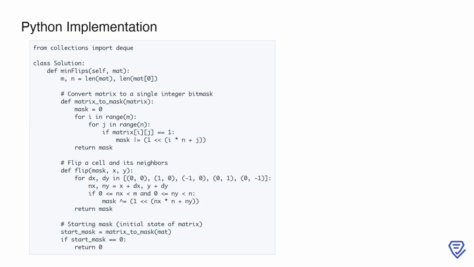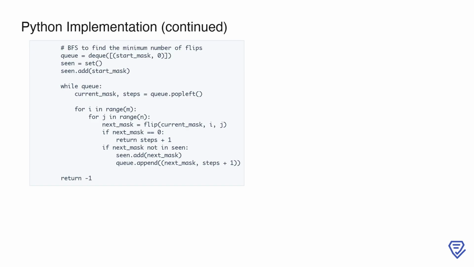Next, we define the flip function, which simulates flipping a specific cell and its neighbors. For each cell, we adjust its coordinates to include all valid neighbors within the matrix's bounds and toggle their bits using bitwise XOR. Finally, we calculate the starting mask, which represents the initial state of the matrix, and check if it's already 0. If it is, we can immediately return 0 since no flips are needed.